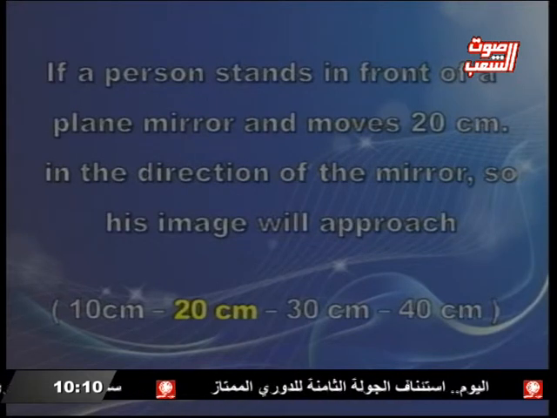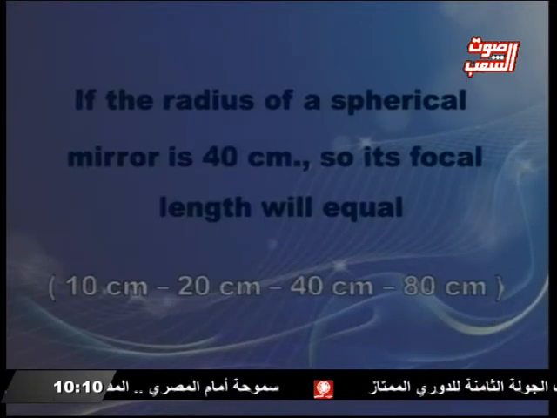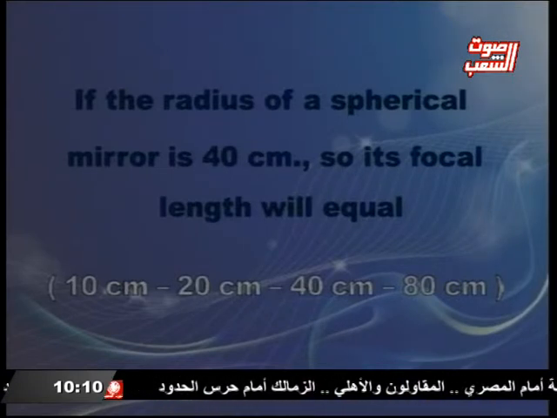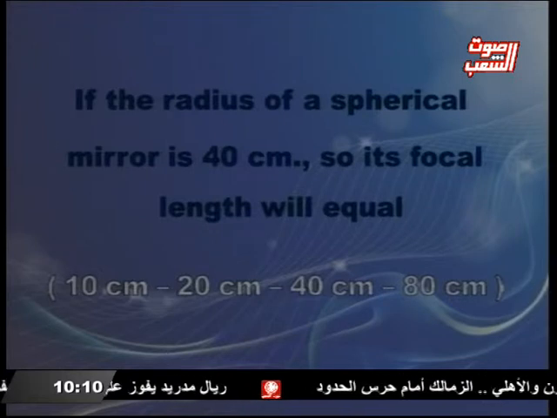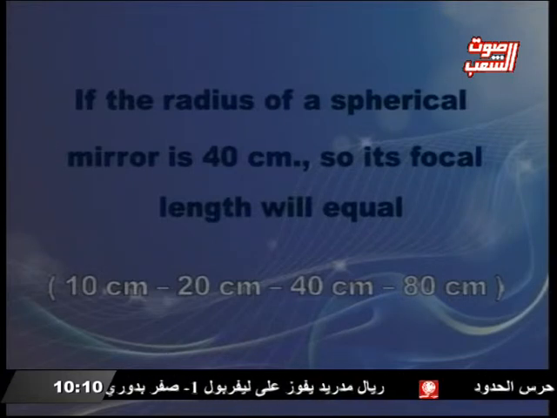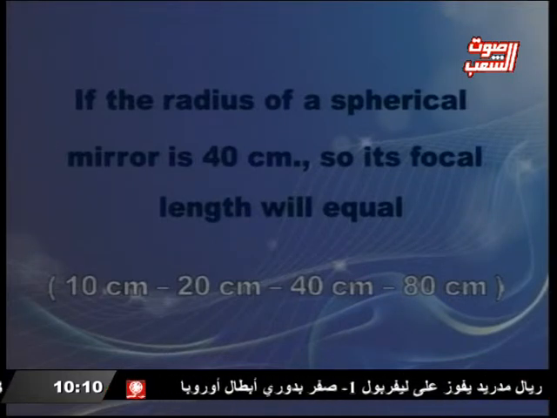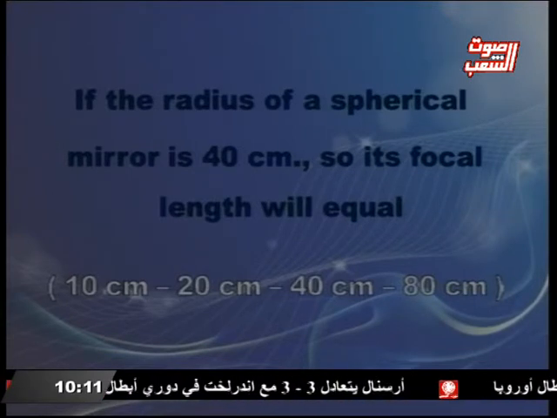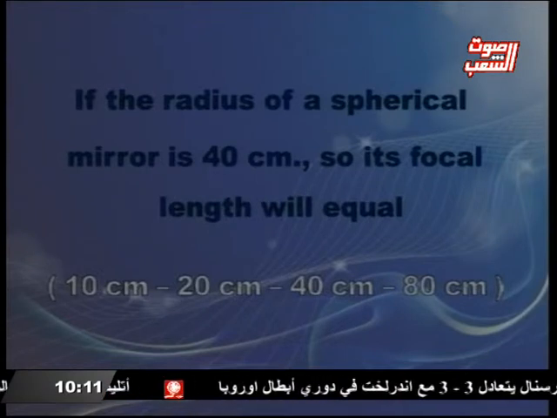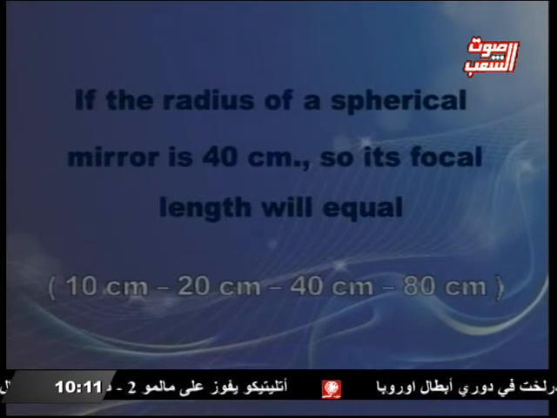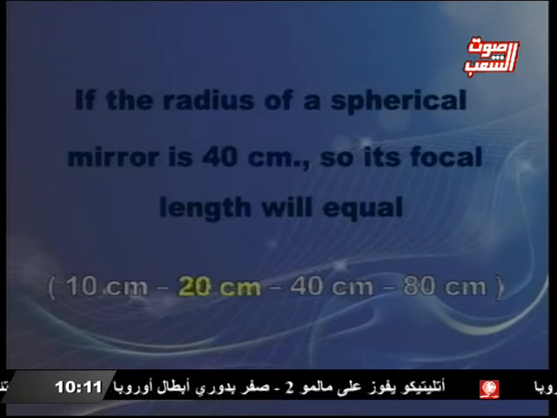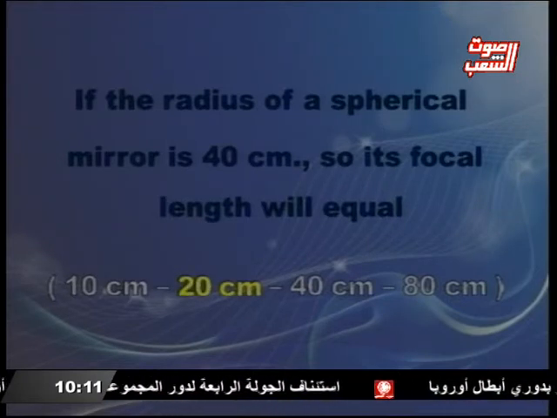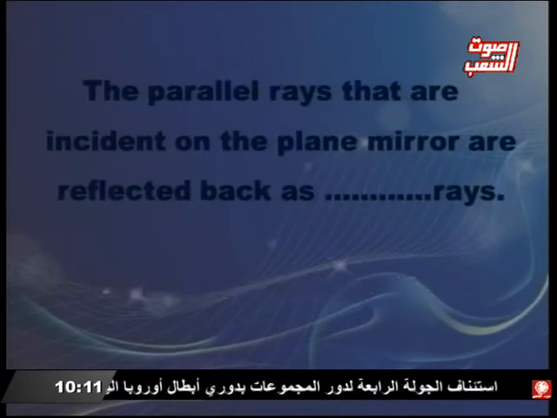Very good. After that, if the radius of the spherical mirror is 40 centimeters, the focal length will equal what? Or if the radius of the lens is 40 centimeters, the focal length will equal 20 centimeters. Excellent. Why? Because the focal length is half the radius.